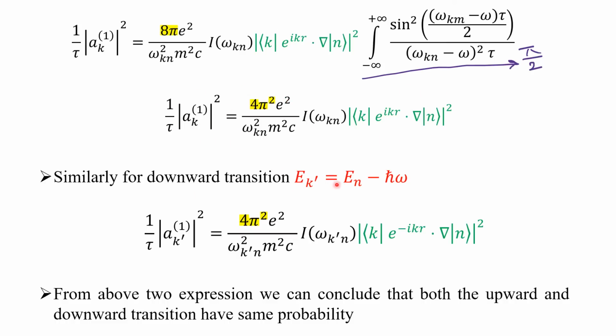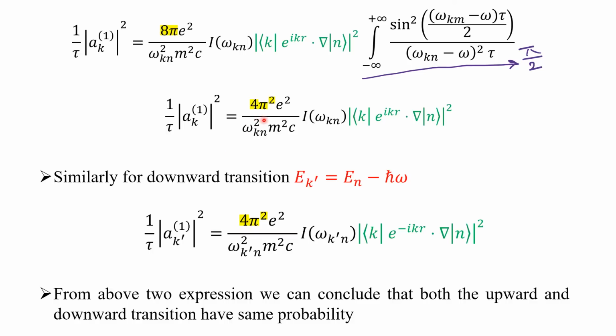Similarly, for the downward transition, in order to differentiate, instead of k I used k prime. So this is after all just notation. Just changing notation, your physics will not change. In a similar manner I can arrive at this expression. The only difference is that here the exponential is plus, and here the exponential is minus. Remember that you are taking the modulus squared.